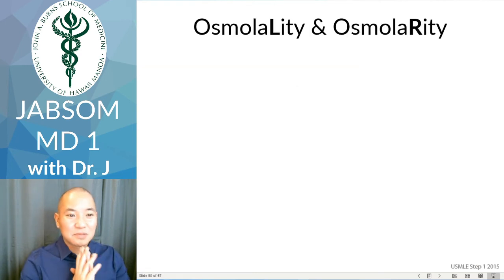Okay, so this is where I'm like, why the heck did they have to make it so similar? Like osmolality versus osmolarity. I think whoever came up with osmolality and osmolarity was trolling or something, because why did they make it so similar? And it always takes me a little moment to think, okay, which is which?